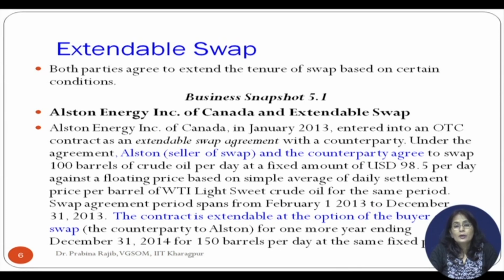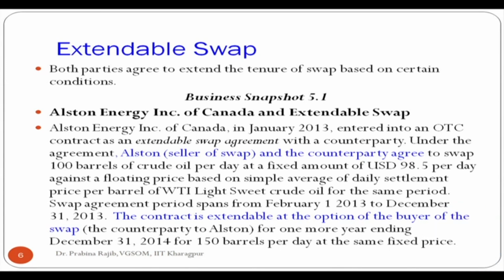And what was the price they agreed upon? They agreed upon a notional quantity of 100 barrels of crude oil a day. And what is the fixed amount which Alstom is going to receive? Alstom is going to receive 98.5 US dollars per barrel. And how much floating rate is Alstom going to pay to the counterparty? This is very interesting. This is not the one-day prevailing price. This is the average of the daily settlement price per barrel of WTI light sweet crude oil for the same period.